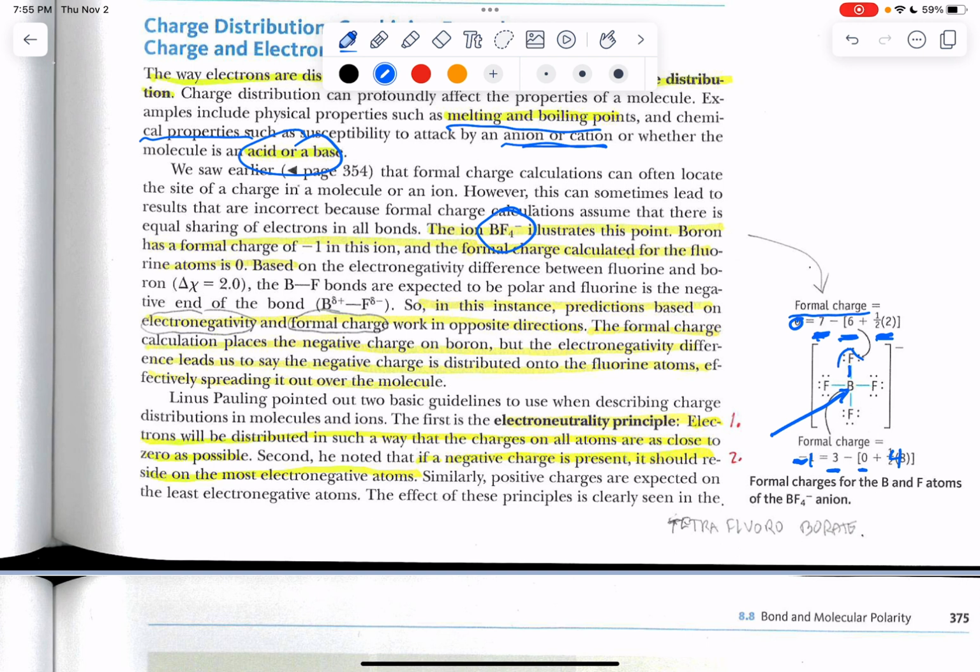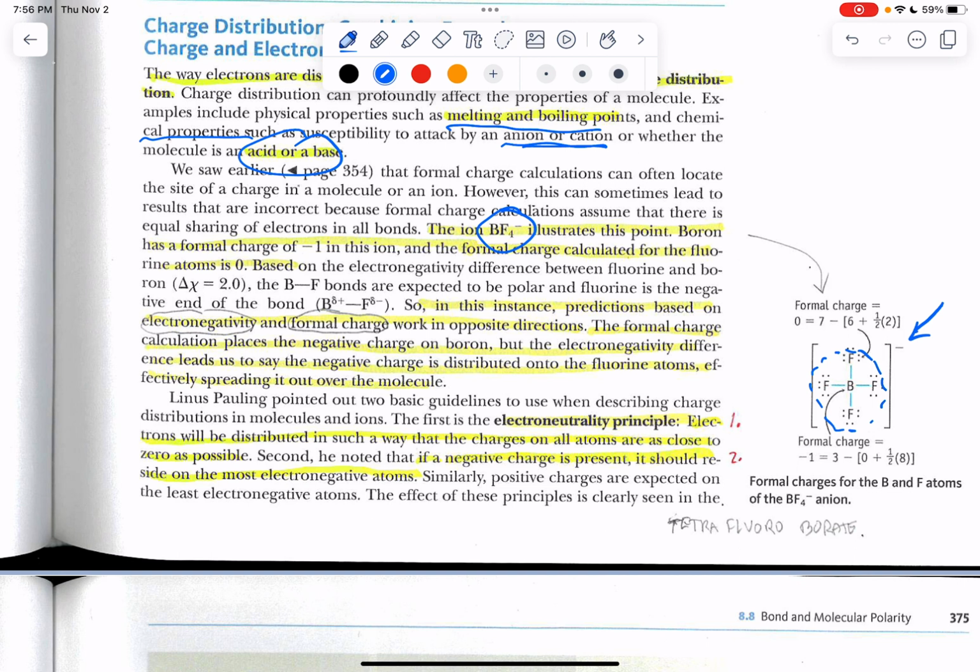So if we look at the electronegativity difference, fluorine being the most electronegative would tell us that the negative charge is going to be distributed around the outside. So I'm going to quickly erase this stuff right here and say that this negative charge is going to be located around the outside of the molecule, not in the middle of the molecule. It makes a whole lot more sense, especially since the overall anion is a negative charge.